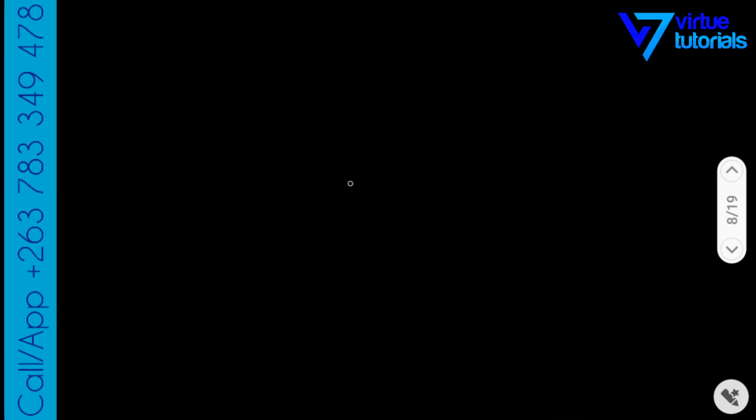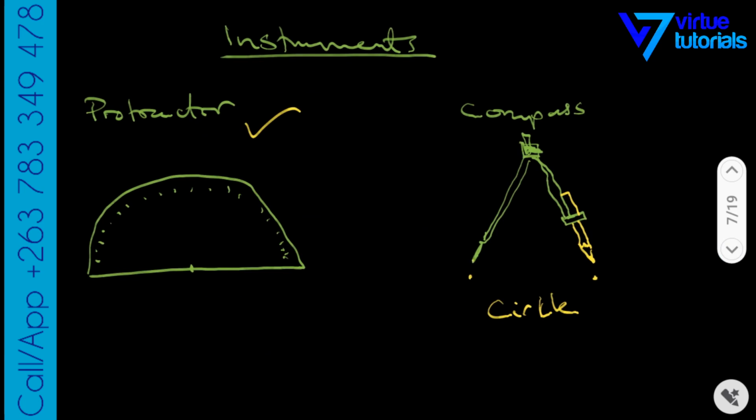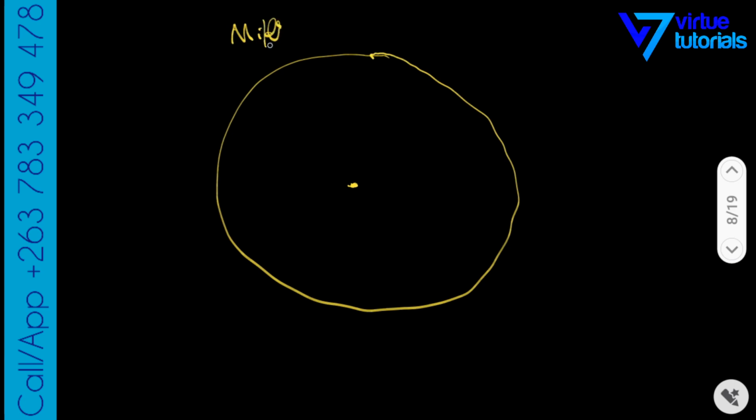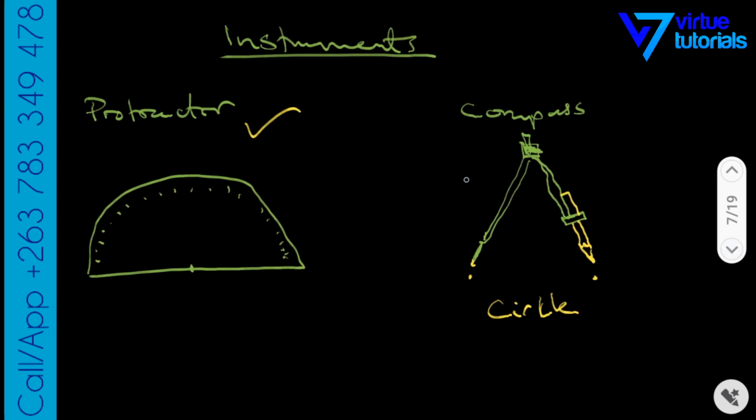The first thing you need to do is mark a center. When you mark a center with your pencil, you then put your compass point at that center and then spin it around and draw your circle. Once I've done that, I can label this Mildred's expenditure, how she spent her money. So I've done the first part. Once I've done that, I'm done with the compass. The rest has to be done by the protractor.